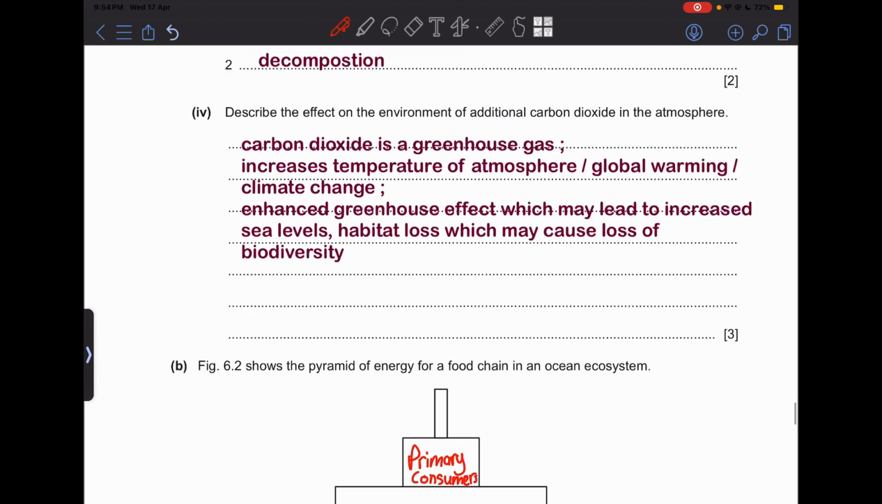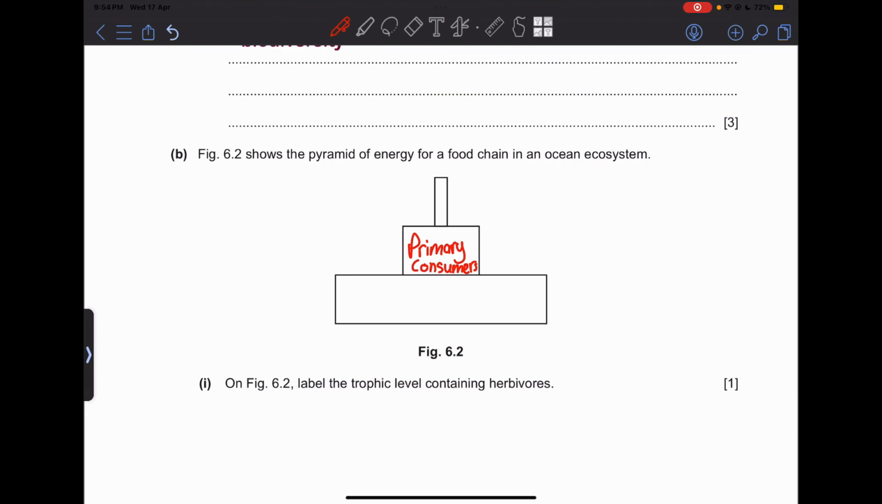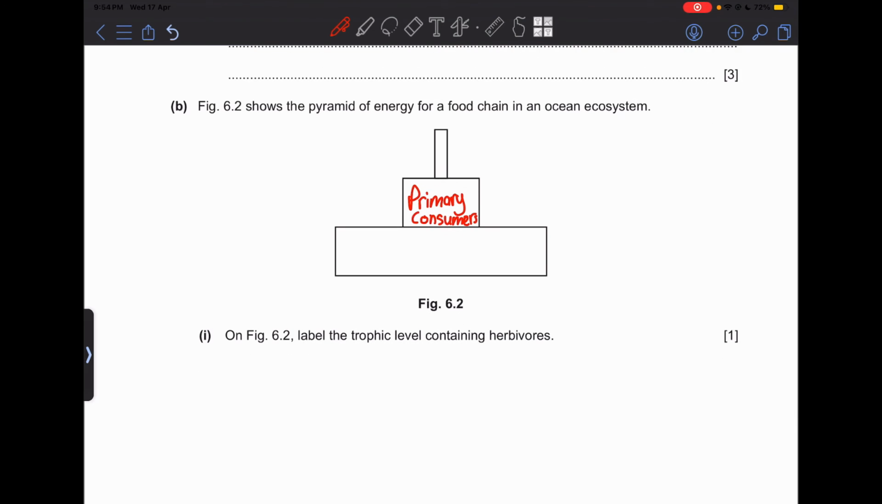and this may cause habitat loss, which may lead to loss of biodiversity later on. Figure 6.2 shows the pyramid of energy for a food chain in an ocean ecosystem. On figure 6.2, label the trophic level containing herbivores. This is actually the primary consumers. Herbivores eat plants, which are producers, so these are in the primary consumers sector.